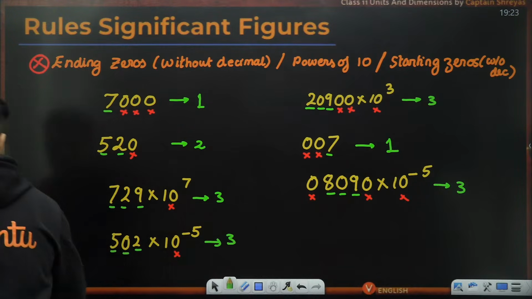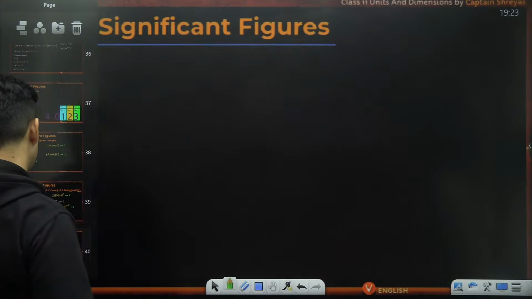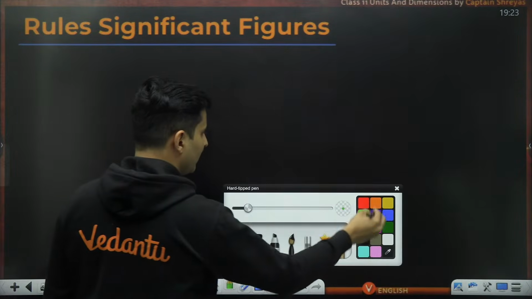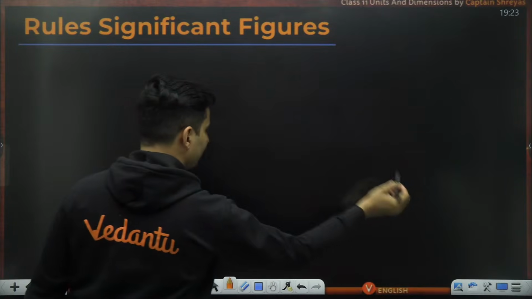Okay. Now comes the trouble of decimal places. Only for decimal places, you need to be a little bit careful. So what is it for decimal places?